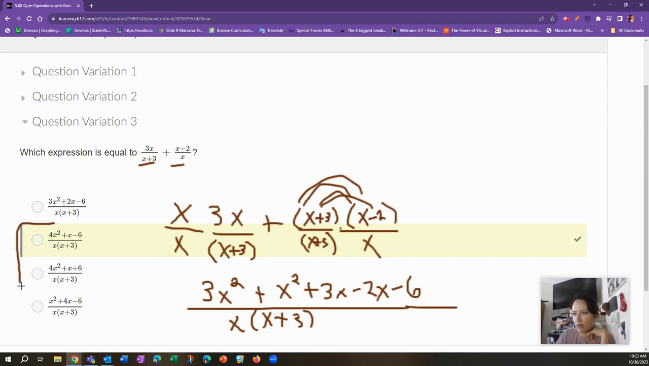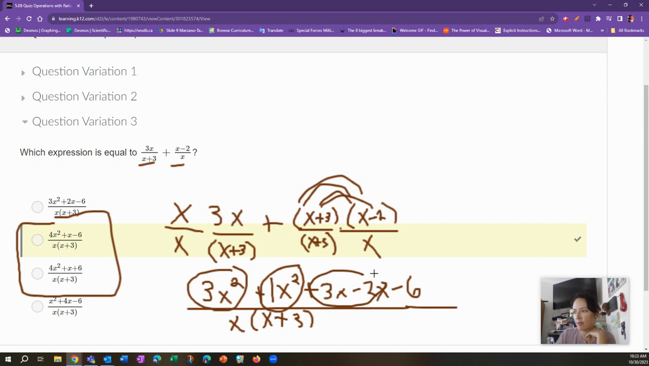All right, so we know it's one of these two, right? 3x squared plus an invisible 1, x squared, 3 plus 1 is 4, okay? Then we have 3x minus 2x, well, that will just become x. So there's x. Okay, so far it's the same. And then this becomes minus 6. It just stays minus 6 because there's no other constant term to combine it with. So that's the only difference. One says plus, one says minus. And there you go.